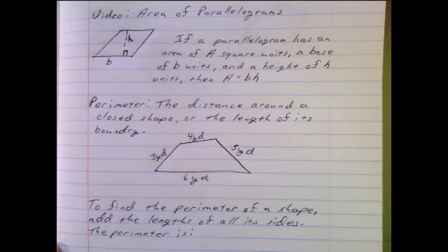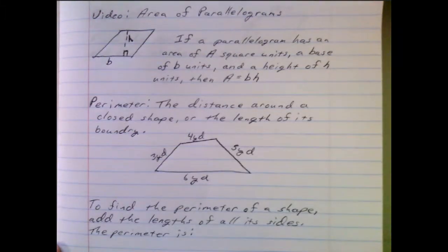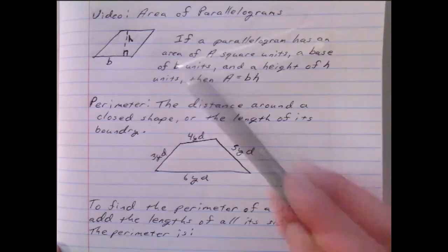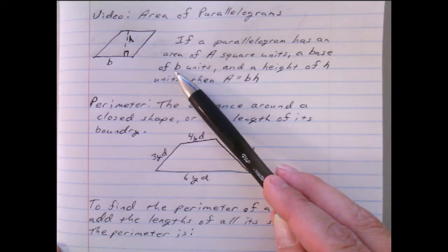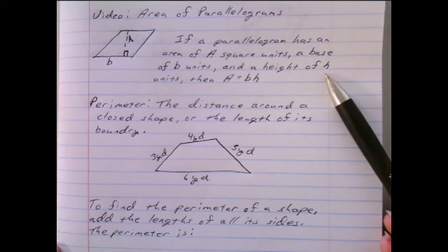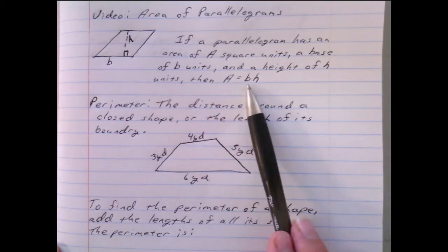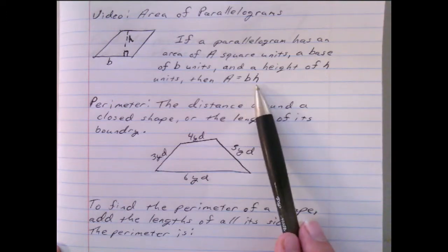So today we're going to be discussing the area of a parallelogram. So we're doing area and perimeter. When we start here, we have: if a parallelogram has an area of A, so we're using a capital A, square units, the base is a lowercase b units, and the height is a lowercase h units, then we can use this formula, capital A equals b times h.